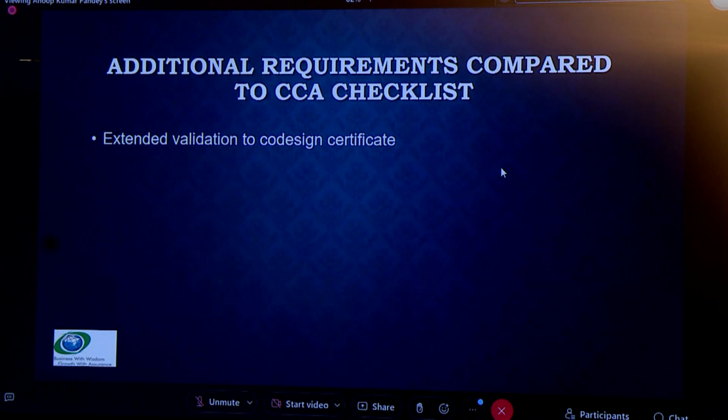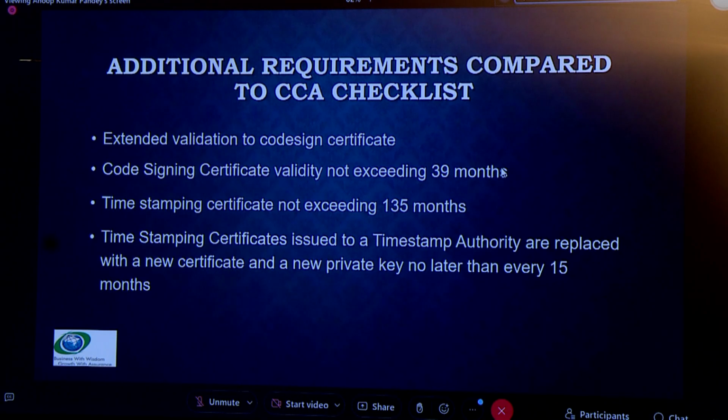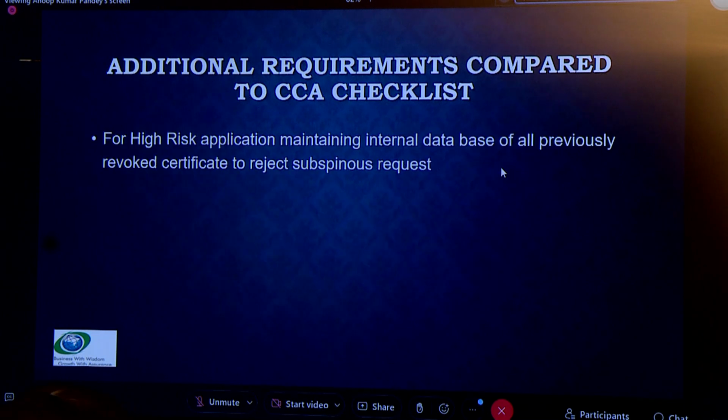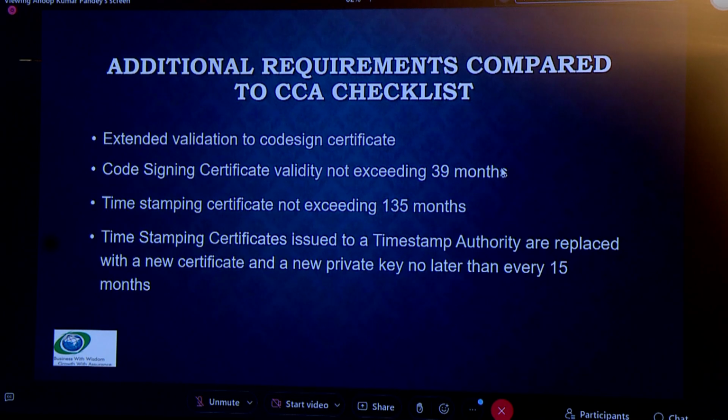Yeah, please. So again, code signing certificates not exceeding 39 months, or with the time stamping going to 135 months. These are the newer things which we additionally need to incorporate when we go for time stamping and code signing. Actually, at present, more than 36 months is not allowed. But now you can extend it to 135 months with the time stamping. That's what they allow.